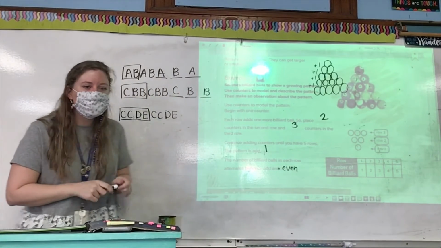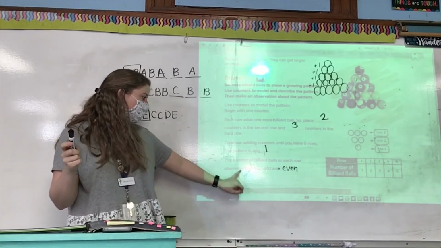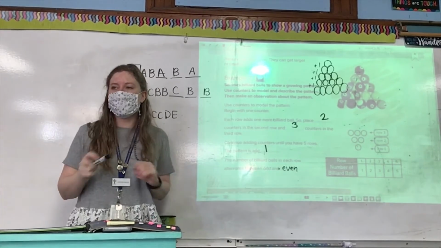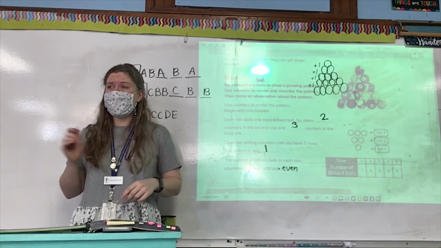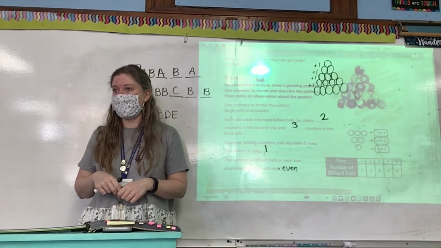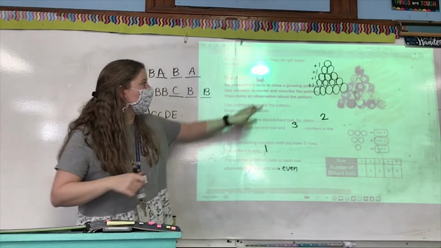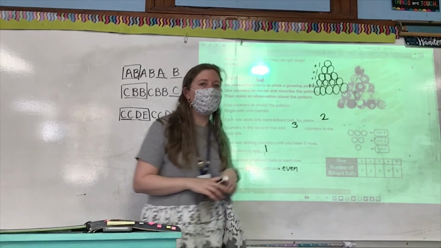So when I'm making an observation, I'm looking for another pattern. I couldn't say each row goes up by 1 because that's my pattern. So when you make an observation, you have to look for something else that's the same. The number of billiard balls is odd then even, odd then even, odd then even.